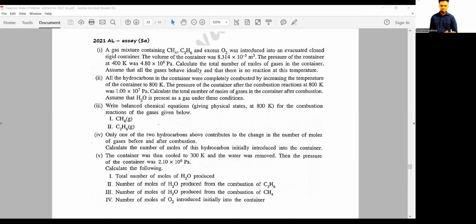Okay, so look at what they're asking. A gas mixture containing CH4 and C2H6, there are 2 gases, and excess oxygen was introduced into an evacuated closed rigid container. Do we know the volume of the container? Yes, it's given: 8.314 × 10^-3 m³. That's a good thing they did, because whenever we apply PV = nRT, we must convert the volume into cubic meters. Otherwise, we will not get the answer.